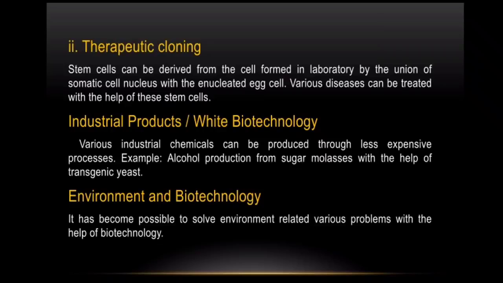Controlling the inheritance of hereditary diseases, continuation of generations, enhancing the specific tendency may become possible due to cloning technique. However, there is worldwide opposition to human cloning on various issues. Industrial products, that is white biotechnology. Various industrial chemicals can be produced through less expensive processes. For example, alcohol production from sugar molasses with the help of transgenic yeast.